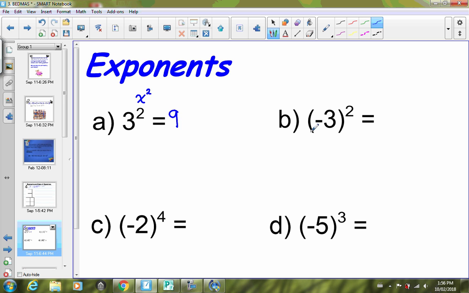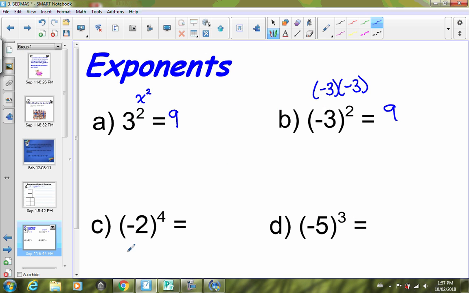Now, if you put in here bracket negative 3 bracket squared, I'll give you a second to enter that in. You should also get 9. Again, why is that? If we look at this in the expanded form, which you do not have to write out, this is saying we take negative 3 and we multiply it twice. Well, there's 2 negative integers, and we know because 2 is an even number that the answer is going to be positive.